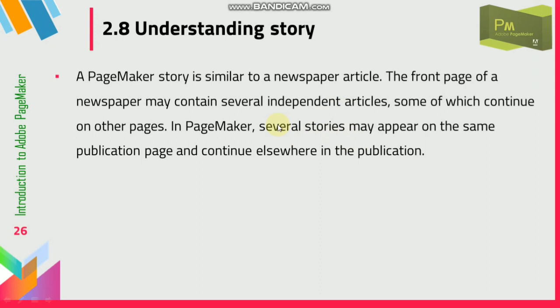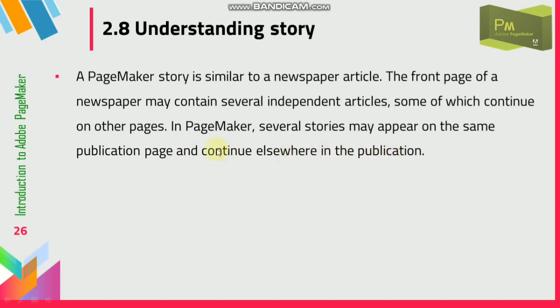Then in 2.8 you have understanding story. What they are trying to tell in this is, see, if you take a newspaper article, the content flows from the front page and it may go to the second page, it may go to the third page, like that. So a story is nothing but a continuation of your text. Okay, so it is similar to a newspaper article. The front page of a newspaper may contain several independent articles, some of which will continue on the other pages. In PageMaker, several stories may appear on the same publication page and continue elsewhere in the publication.